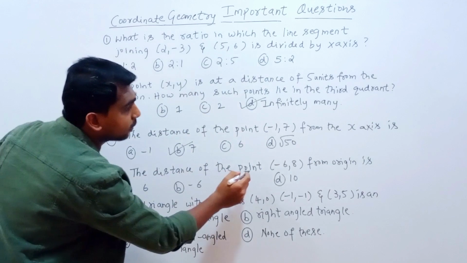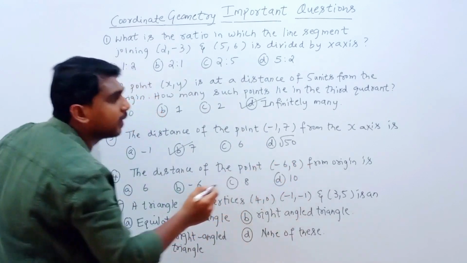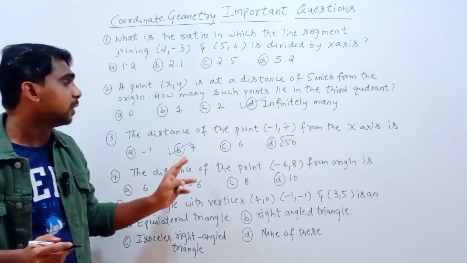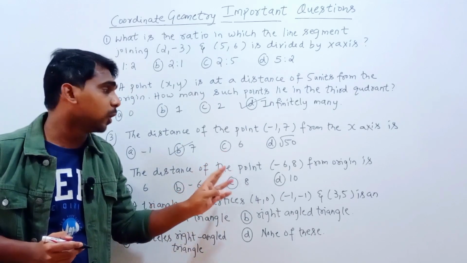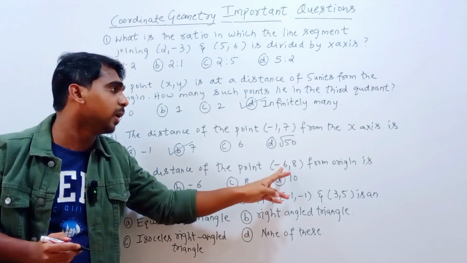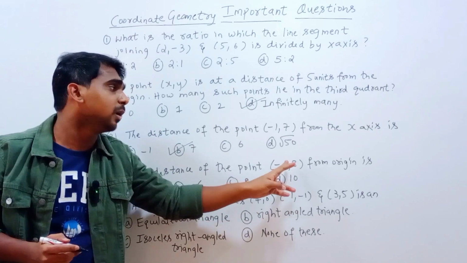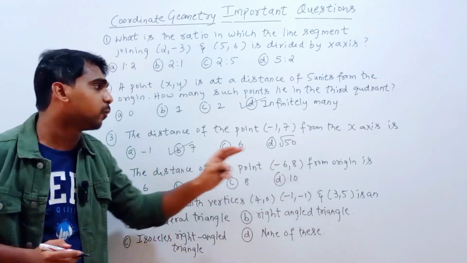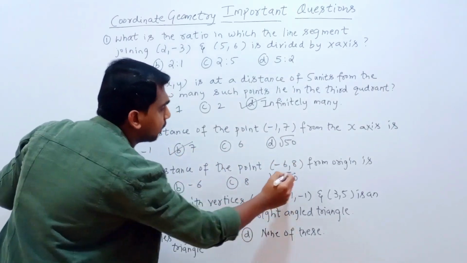Now the distance of the point (-6, 8) from the origin is, we have to apply the distance formula. D is equal to square root of x square plus y square. That will be 6 square plus 8 square, which is 36 plus 64, which is 100. Root 100 will be 10.